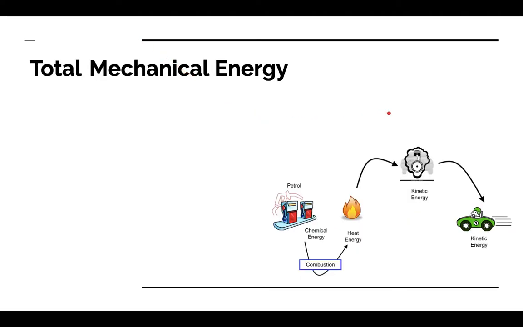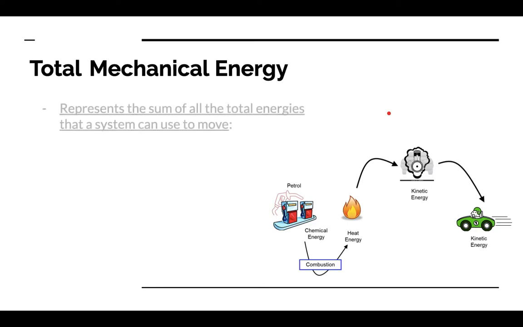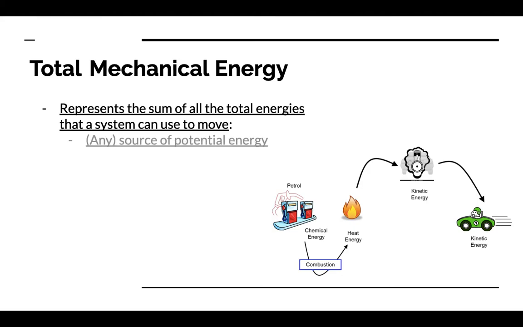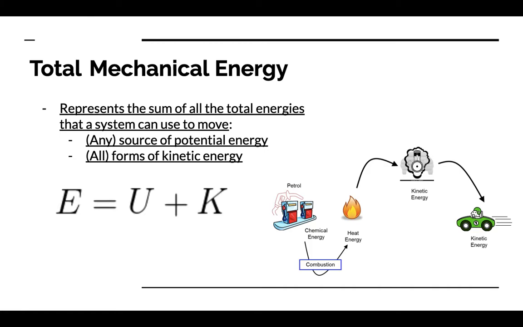So next, that helps us define total mechanical energy. Total mechanical energy represents the sum of all the total energies that a system can use. Any source of potential energy, as potential energy can be used and work can be done on that potential energy, to convert to kinetic energy, which allows our object to move. And then we have all forms of kinetic energy as well. Total mechanical energy is represented by letter E, E for energy, and it's equal to the sum of potential and kinetic energy for a specific system.